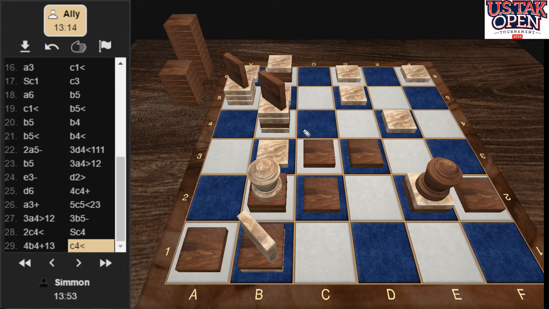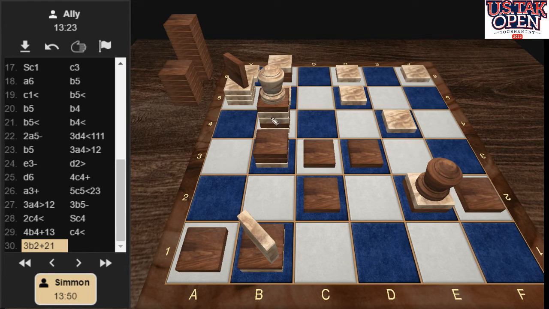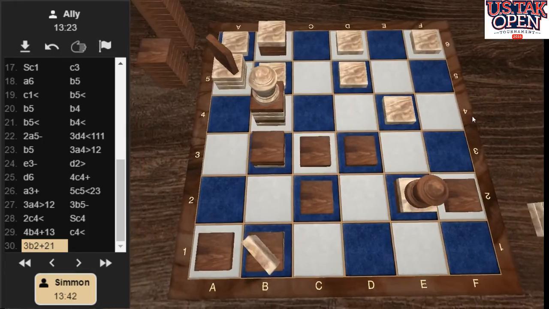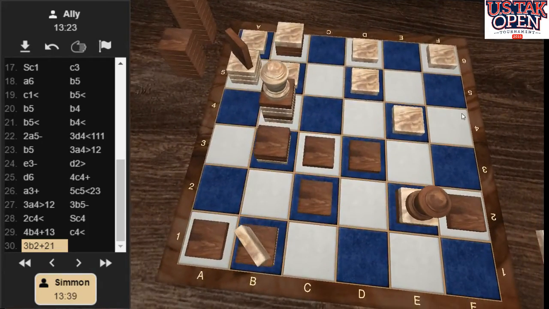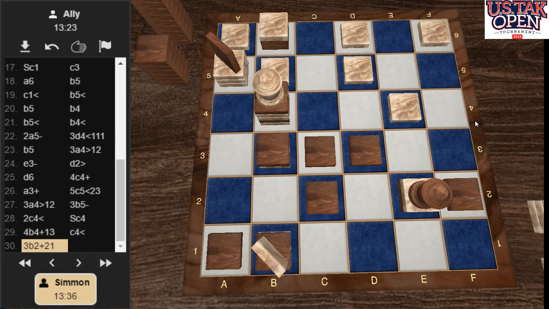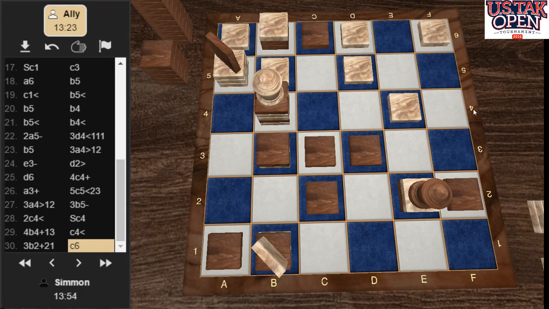And, oh, the wall captures. So, is Ally looking at a capstone crush there? And that's not attack threat vertically. I gotta reposition the board again because we are coming into some complicated stacks here. Simmon plays C6. Oh, sorry. Let me straighten this out.